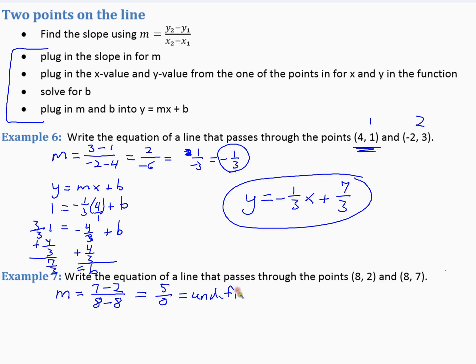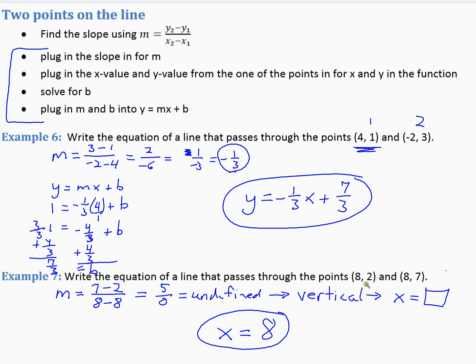Now, when we have an undefined slope, we can't put it in slope-intercept form, but we do know something about an undefined slope. We learned that an undefined slope means that we have a vertical line. And if we have a vertical line, we know it is in the form x equals some number. And what number is that? Well, it's the number that our points go through. So what is our x value here? Well, our x value is 8. So x equals 8 is the equation of this line, which is a vertical line. And we knew it would be that way because we had an undefined slope.